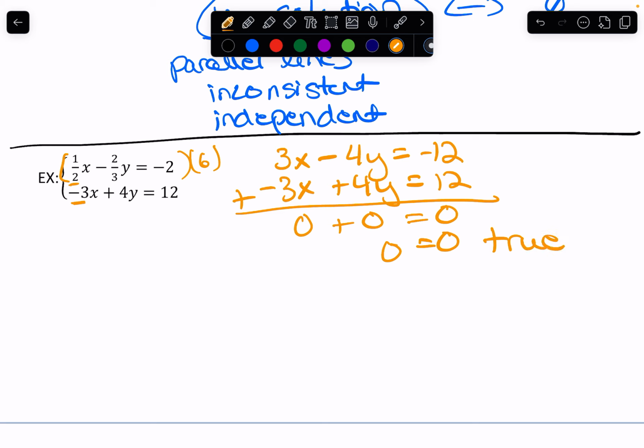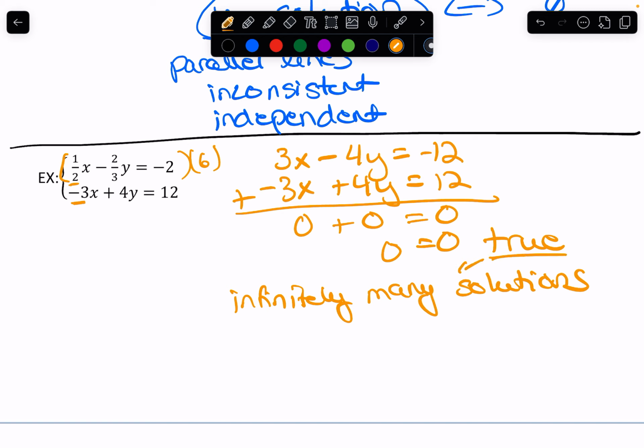So that means that we have infinitely many solutions. So every single time you get a true, your answer is going to be infinitely many solutions.